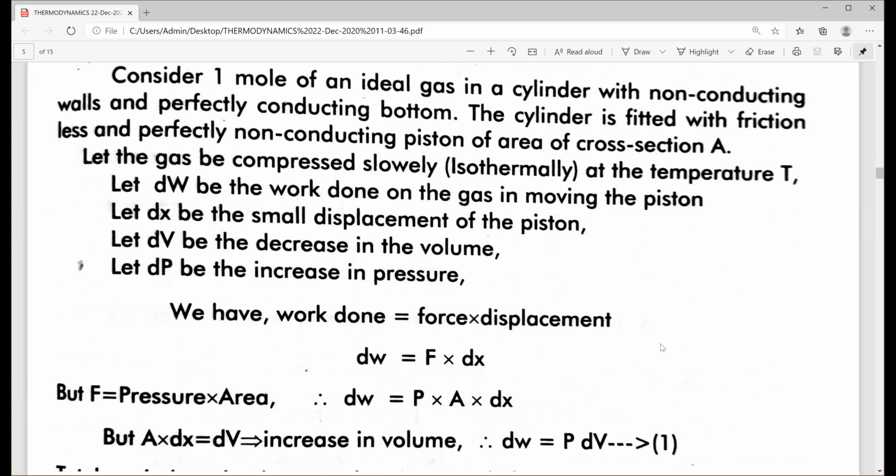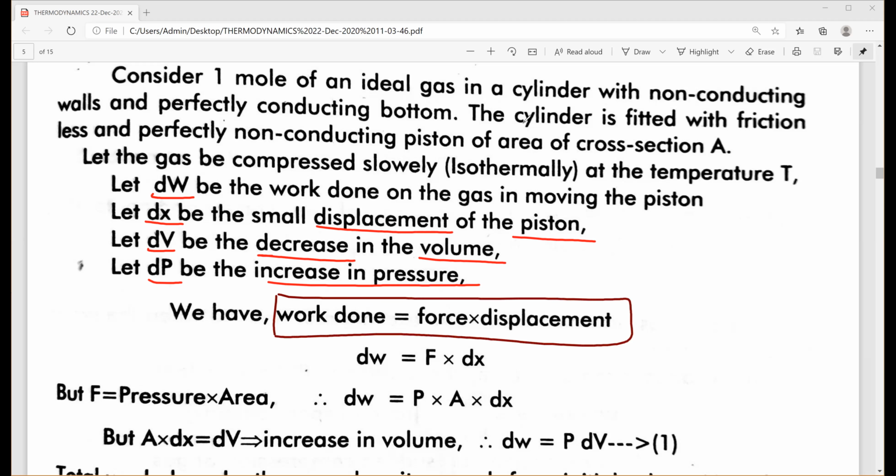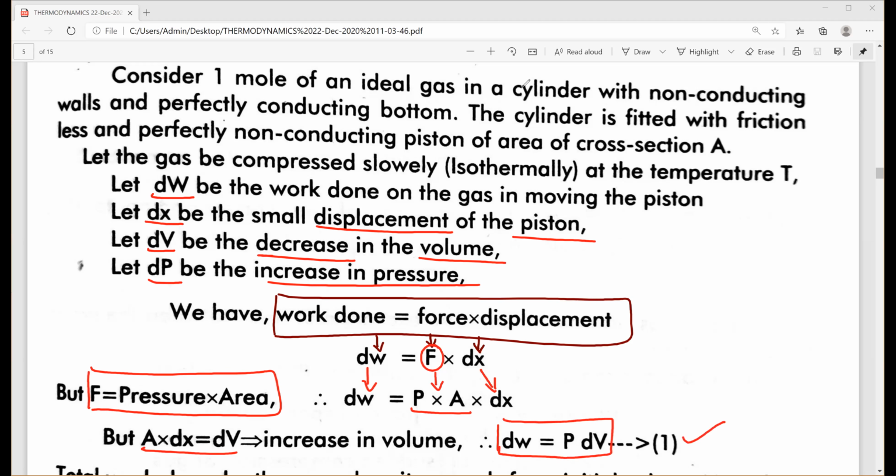So from this diagram, dW is nothing but work done. Let dW be the work done on the gas by the moving piston, dx be the displacement of the piston, dV be the decrease in volume, and dP the increase in pressure. Therefore, work done is given by the formula force into displacement. Symbolically, it is represented by work done as dW, force as F, and displacement as dx. But we know force F is equal to pressure into area. So force is substituted as pressure into area here, dW is kept as it is and dx is kept as it is. But area into dx is nothing but the change in volume. Therefore dW is equal to P into dV. Let us consider this as equation 1.